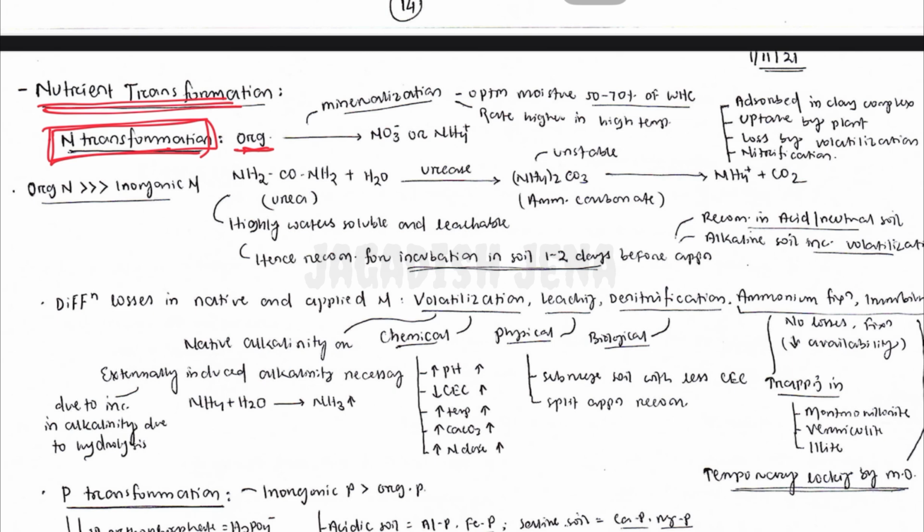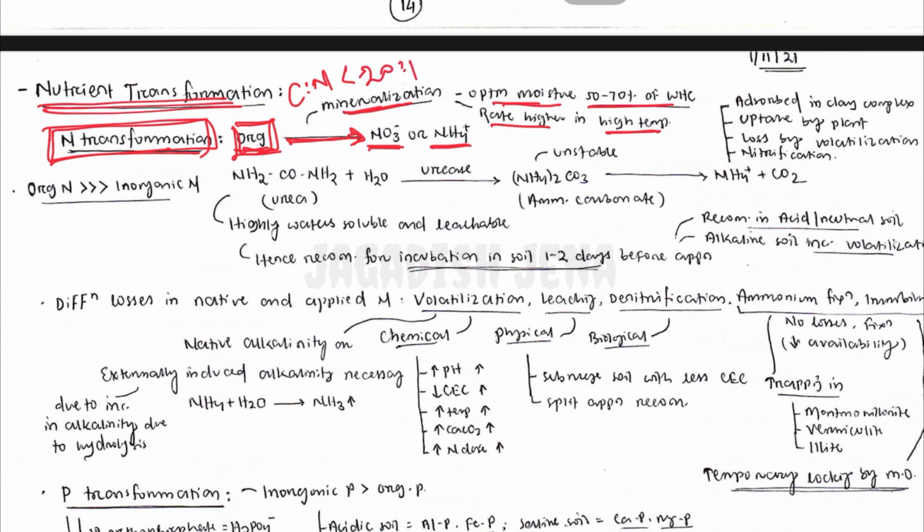So it has to be decomposed. It has to be simplified. That simplification process is known as mineralization. What is mineralization? It is the formation of nitrate and ammonium, which are the available forms of nitrogen, from organic matter. When organic matter is converted to available forms like nitrate and ammonium, that is called the mineralization process. For mineralization, optimum soil moisture should be 50 to 70% of water holding capacity, and it is higher at high temperature. Mineralization happens when the C:N ratio of the residue is less than 20:1.